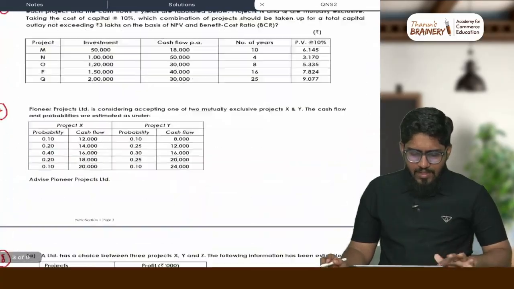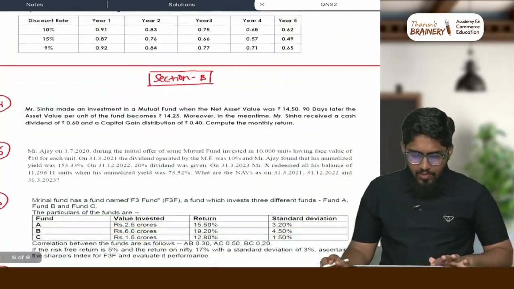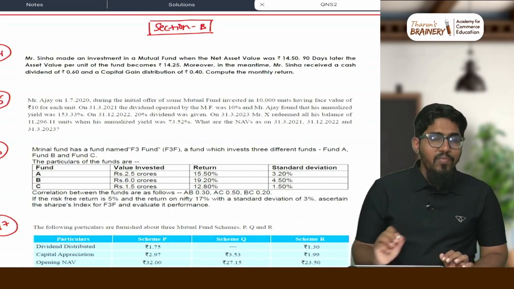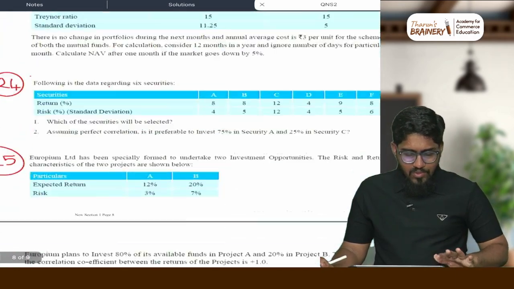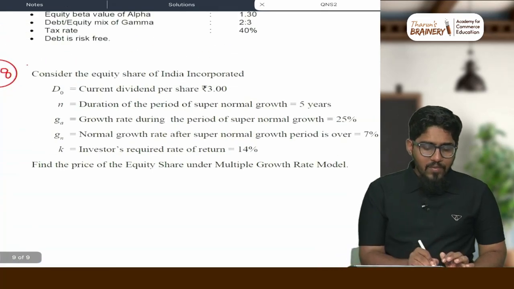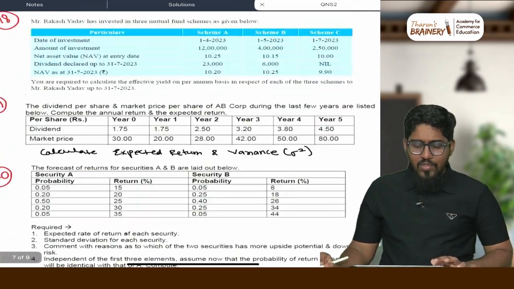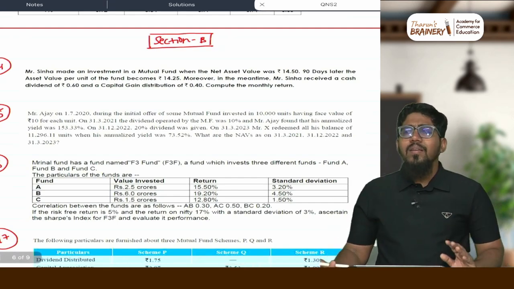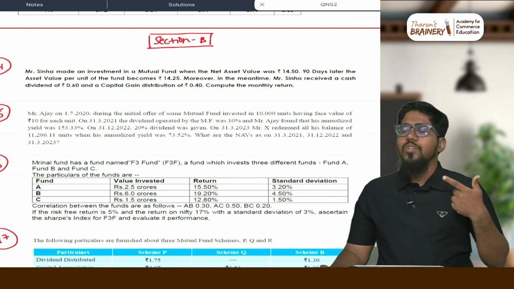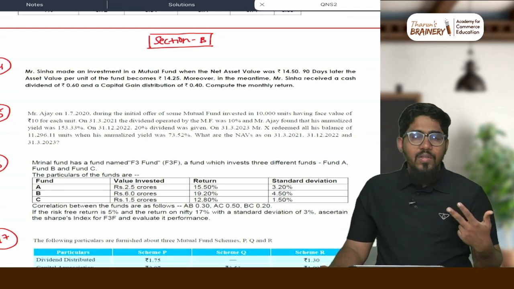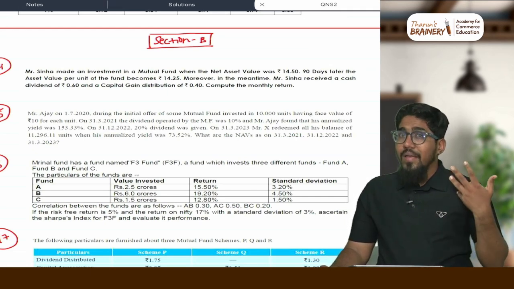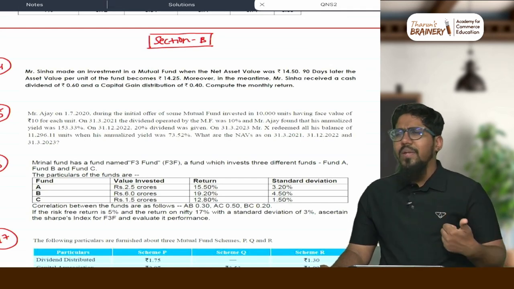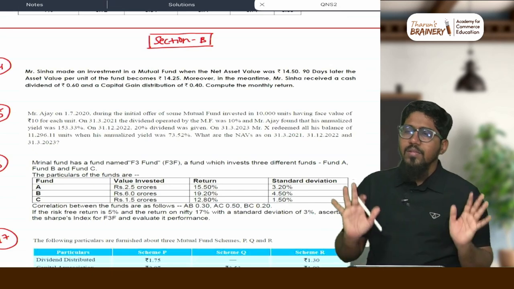Section A we have already completed. Now we are going to start with section B. It starts from question number 14 and ends at question number 28, so around 15 questions, with entire coverage of equity valuation, bond valuation, mutual funds and portfolio management, minimum variance, capital market line, everything.